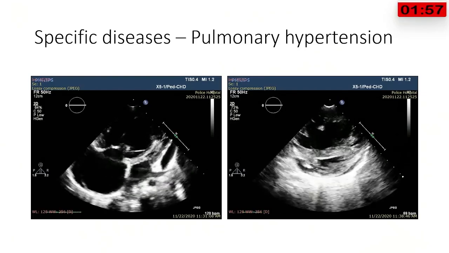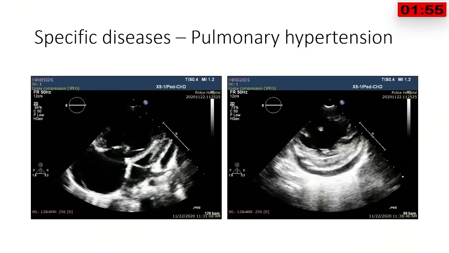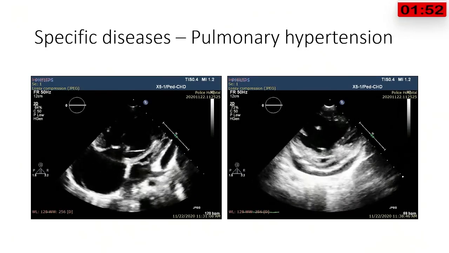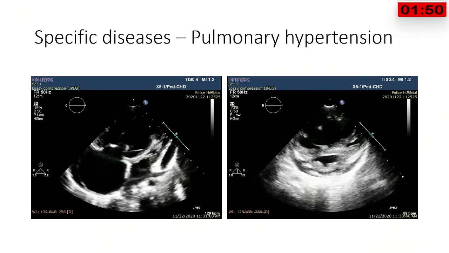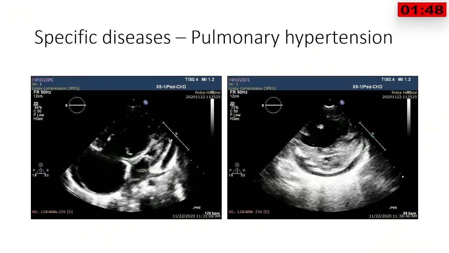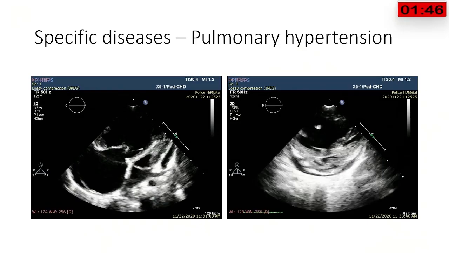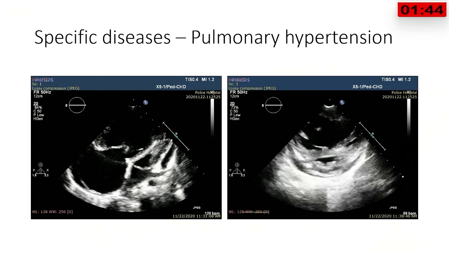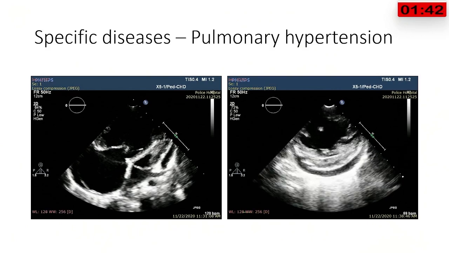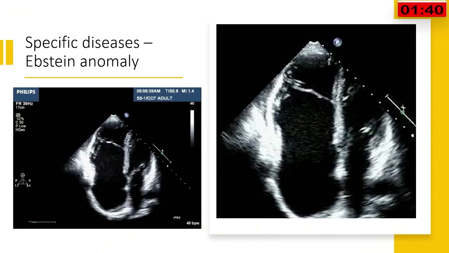This is not a nice picture of a severe patient with pulmonary hypertension. And of course, we see here the right ventricle suffering from this marked increase in the pulmonary pressure and sharing its suffering with the left ventricle as well. This is a patient with Epstein anomaly.